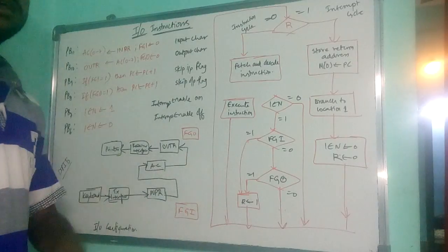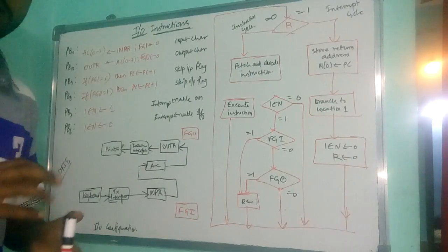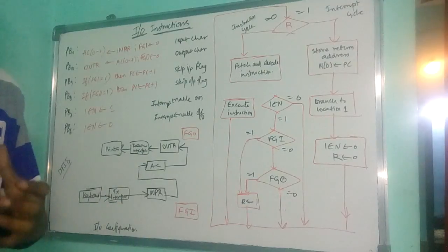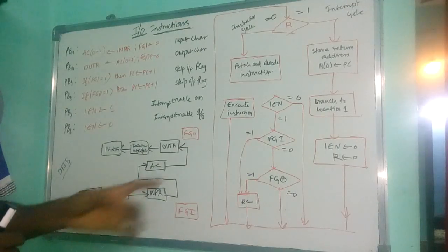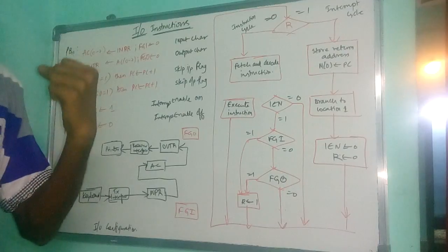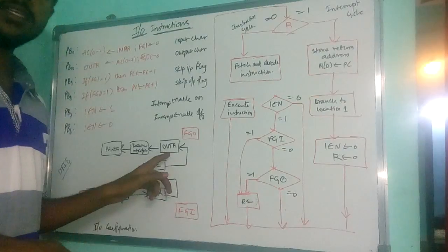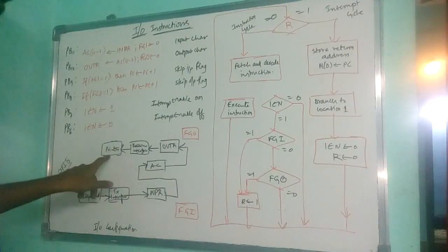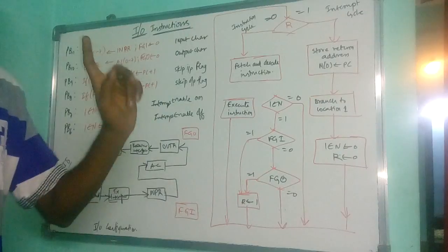Here FGO equal to 1 indicates that whatever the instruction is, it is sent to the output register in parallel, and automatically this flip-flop will be set to 0 once it receives the information from the accumulator. Then again, the output register sends the data to the printer, and whenever the printer completes its execution, the flag is again set to 1.